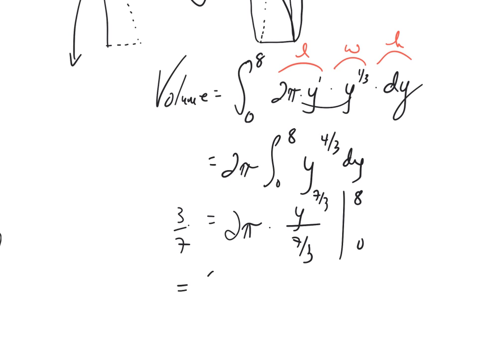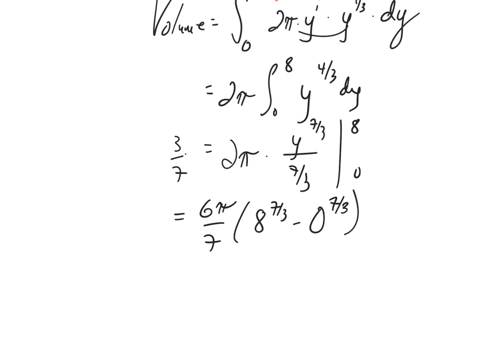So this is then going to become 6 pi over 7. And then what I'll have is 8 to the 7/3 minus 0 to the 7/3. Okay? Now I know I should be able to do that first one. I think that's going to be 128, but I'm just going to use my calculator to make sure. 8 to the 7/3 power is, yep, that one's 128, and 0 to any power is 0. So we end up with 6 pi over 7 times 128. And I'm not sure if that turns out, no, that doesn't turn out very nice.